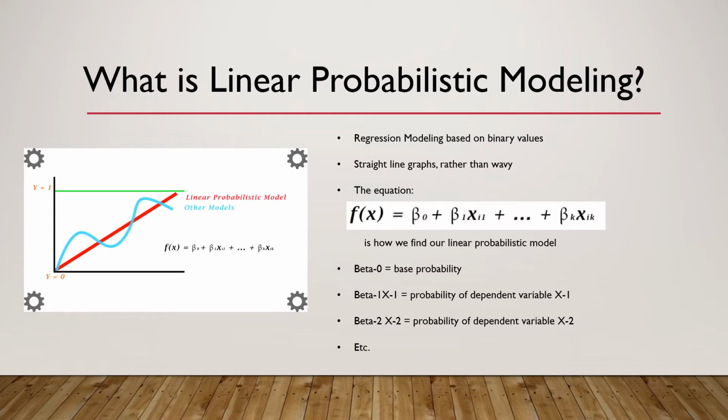While a lot of other models can have graphs that often look wavy with a number of curves thrown in there, linear probabilistic modeling will always give you a nice straight line for your graph due to the nature of how it is measured. The way we find this line's equation is with the equation you see on the screen, where beta 0 is your base probability, beta 1 x1 is the probability of the dependent variable x1, beta 2 x2 is the dependent variable x2, so on and so forth.